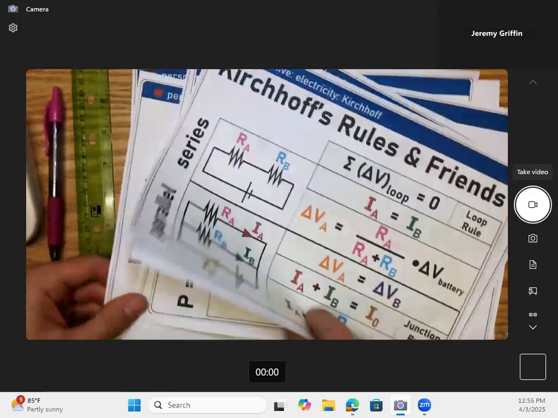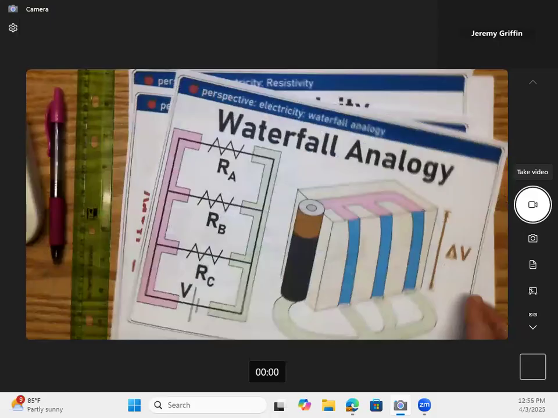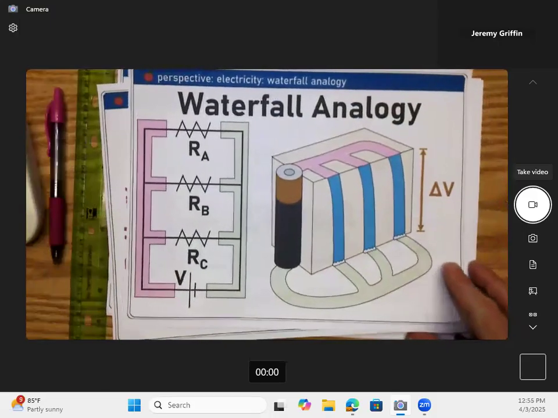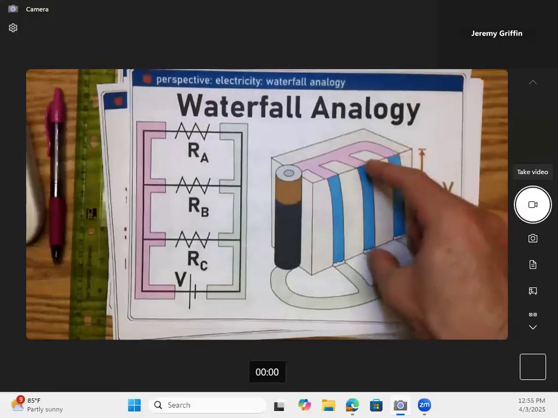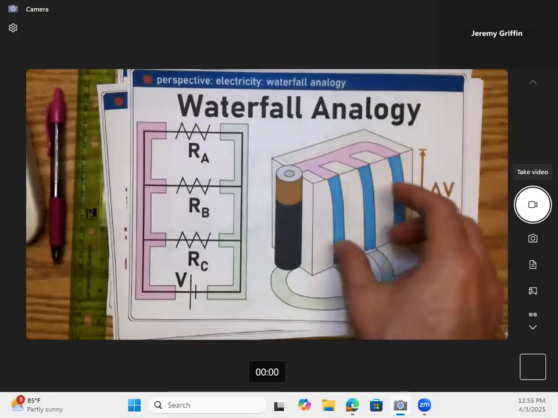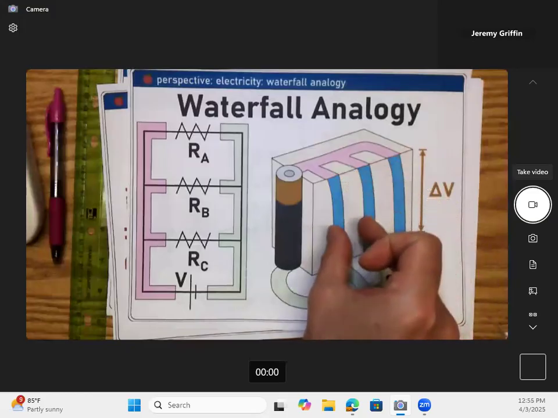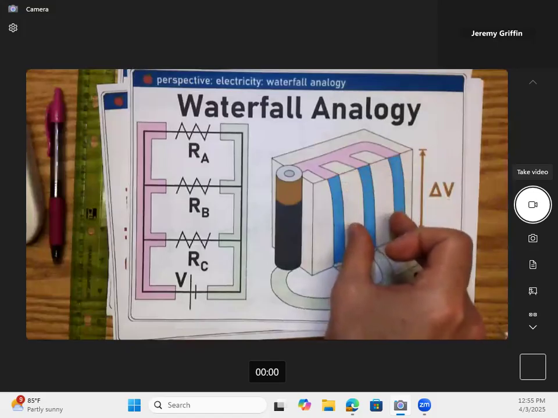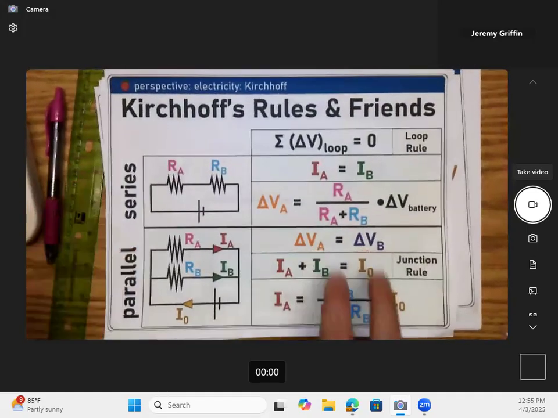And if I find my waterfall model for parallel. Here's waterfall for parallel. What that means on the model is that the height of the waterfall is the same as each other. So all the same heights. Right? Now you might have a thin waterfall next to a thick waterfall that might represent a small current next to a large current. Okay, that's okay. But they all have the same height change. That's all the same voltage drop right there.